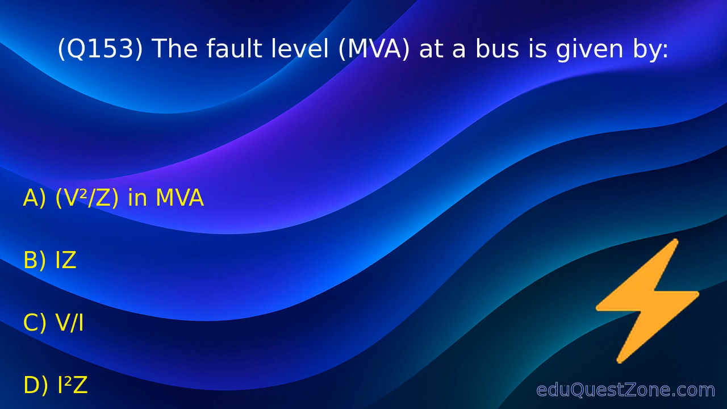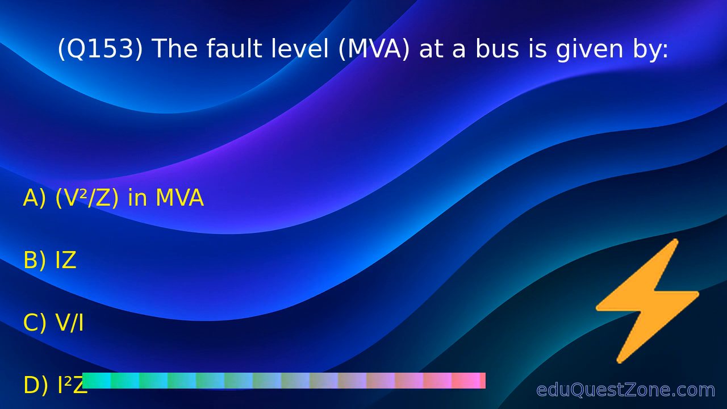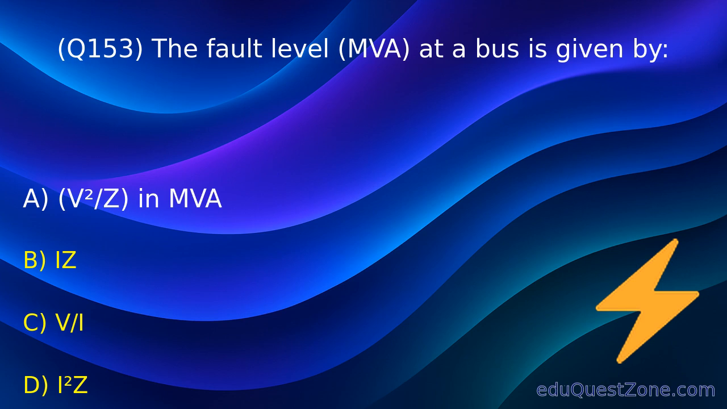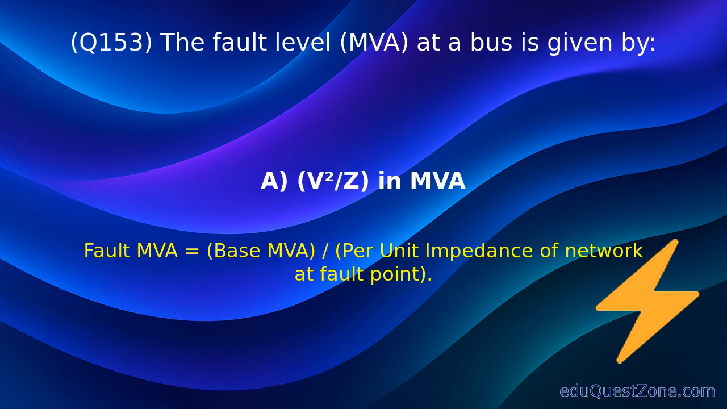Question 153. The fault level MVA at a bus is given by? Option A, V squared by Z in MVA. Fault MVA equals base MVA divided by per unit impedance at fault point.